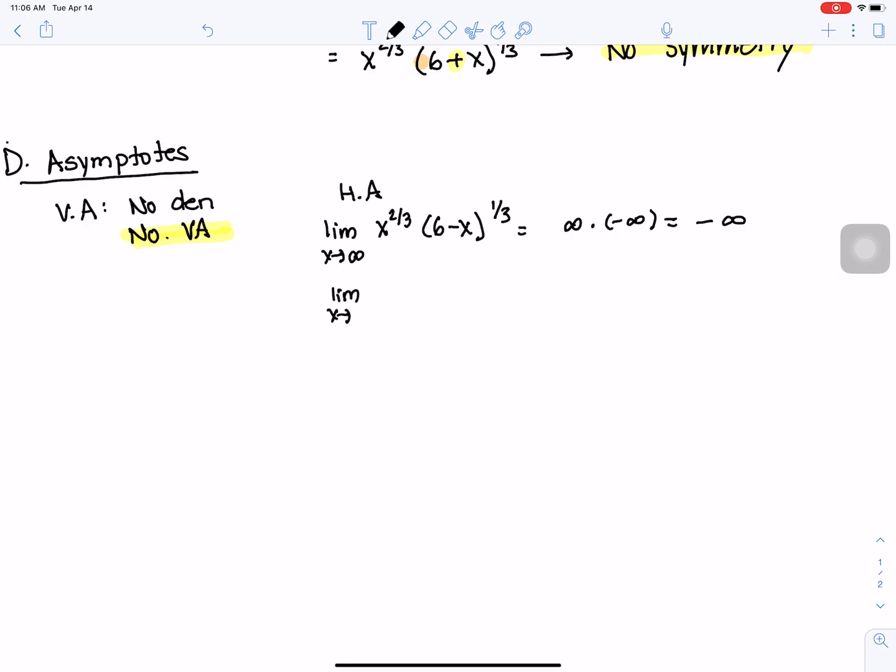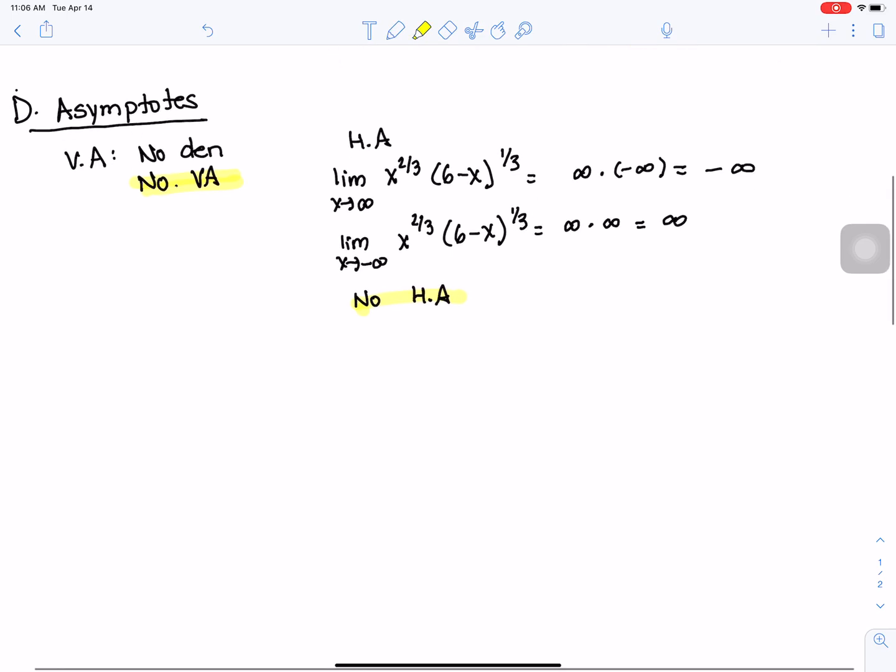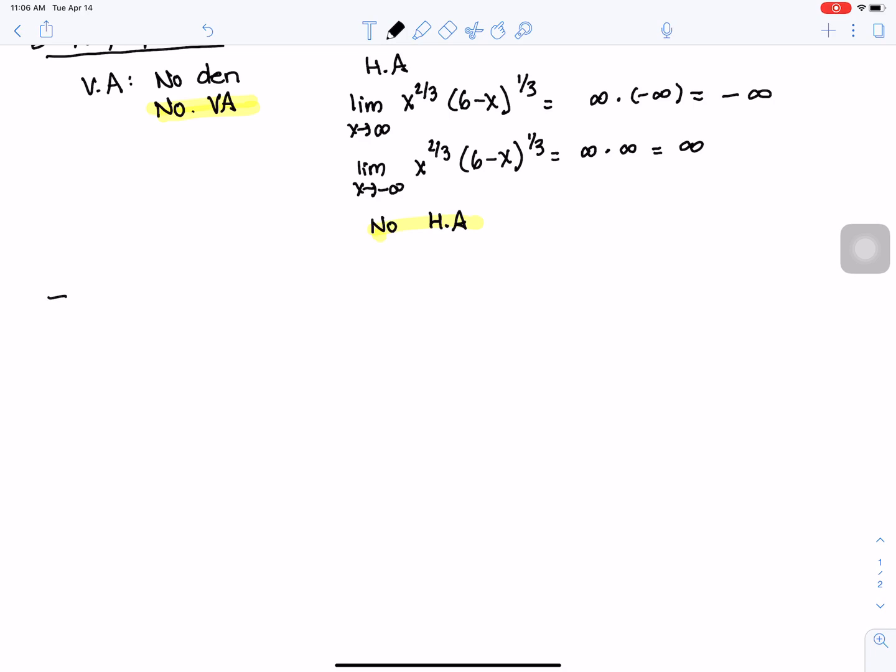Limit as x approaches negative infinity of x to the 2/3 times 6 minus x to the 1/3. So negative infinity squared is a large positive number. Cube rooted is infinity. 6 minus a negative infinity is plus infinity, and then cube rooted is just plus infinity. So there are no horizontal asymptotes. But again, this information is still really valuable for us because it tells us the behavior of what's happening on the graph.